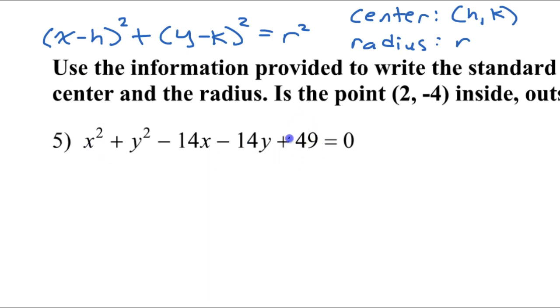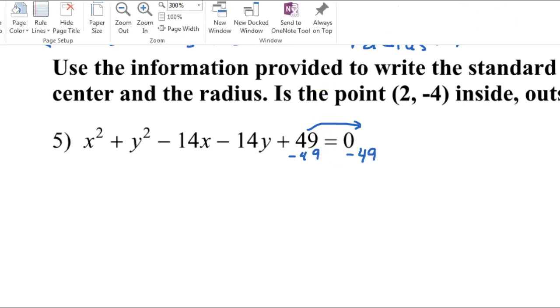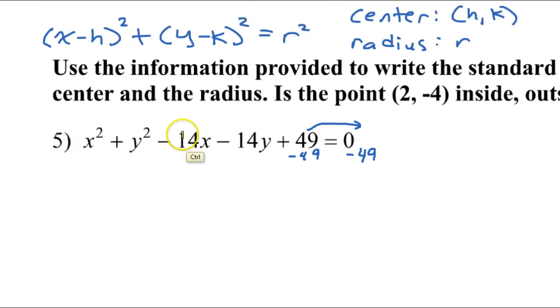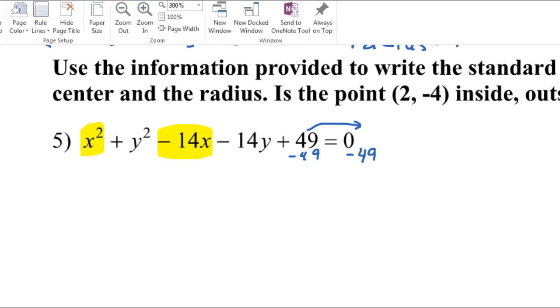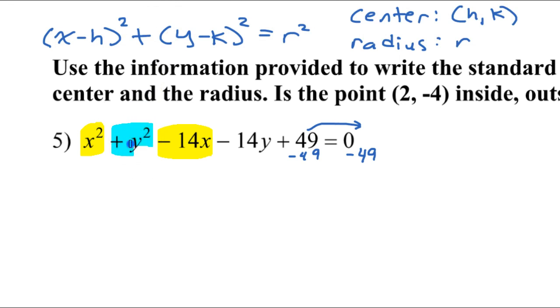All right, my first hint is that this 49 is going to be in the way. So along the way, I'm going to move that to the other side by subtracting 49 from both sides. That's why you're going to see a negative 49 show up. The other thing I need to do is rearrange the terms so that the terms with x's in them are side by side, and the terms that have y's in them are written side by side.